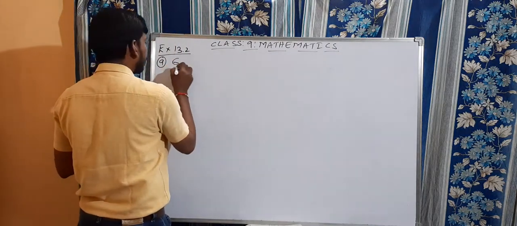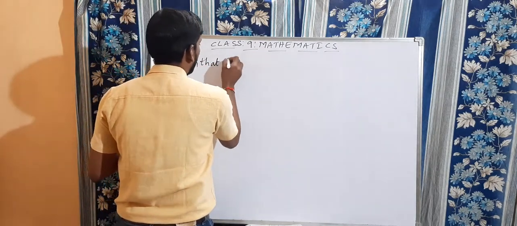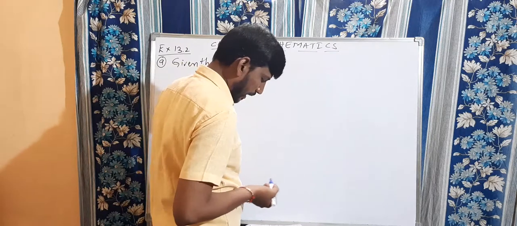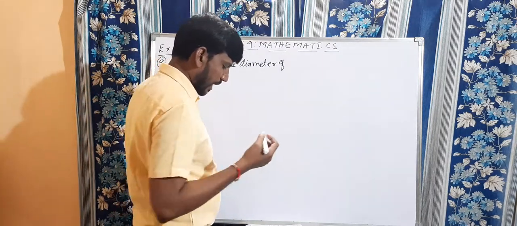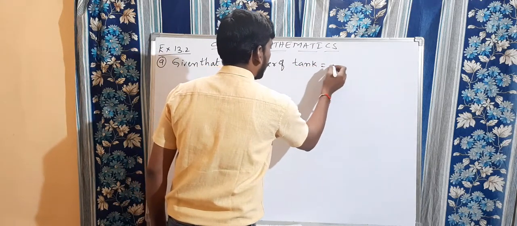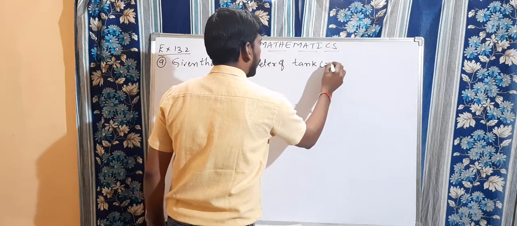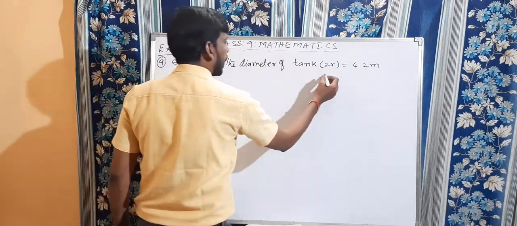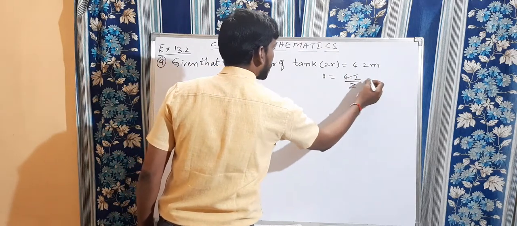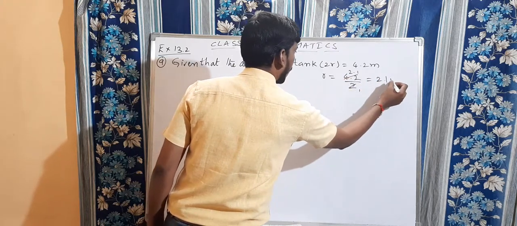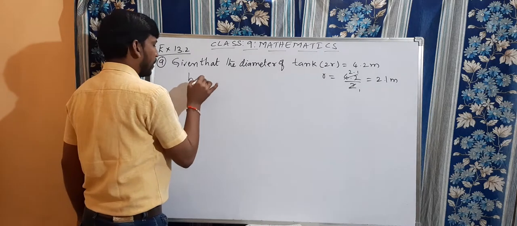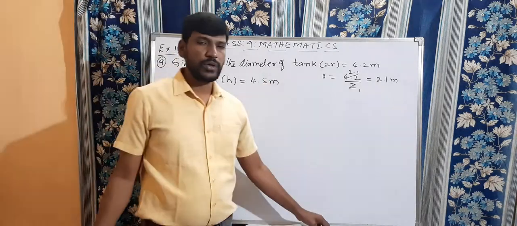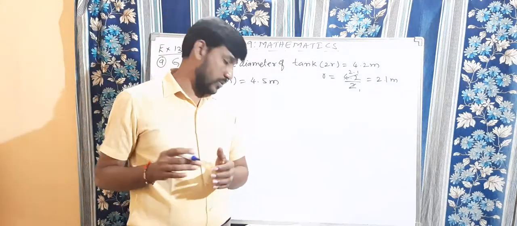Now see this here. First of all, given that the diameter of the petrol storage tank, diameter of the tank is nothing but 2r, which is equal to 4.2 meters. So the radius r is equal to 4.2 divided by 2, on cancellation we get 2.1 meters. Clear? Now the given height also. Height of the tank is equal to 4.5 meters. Now they are asking the curved surface area of the closed petrol storage tank.